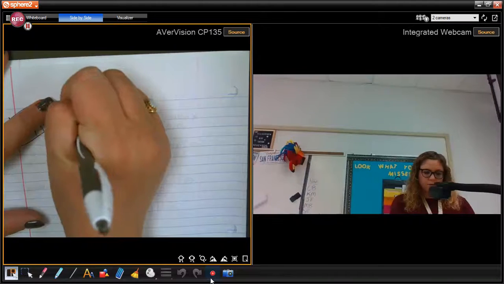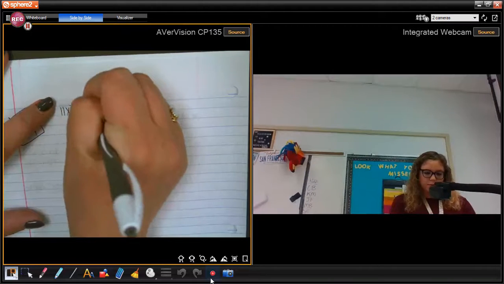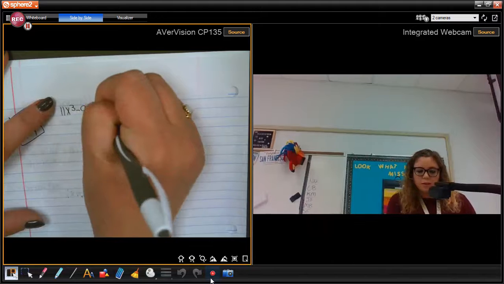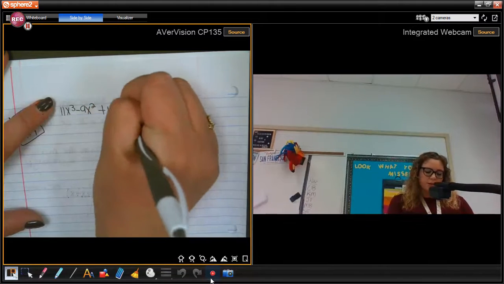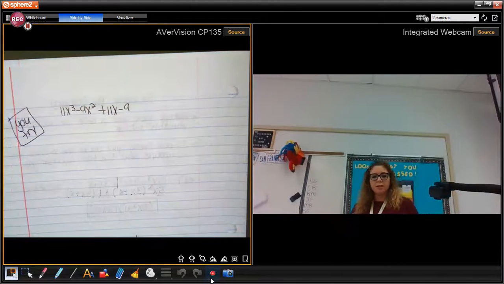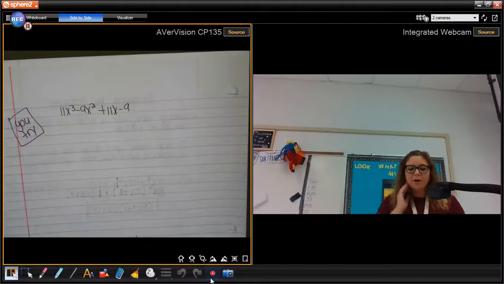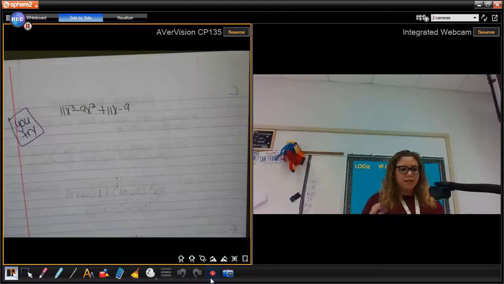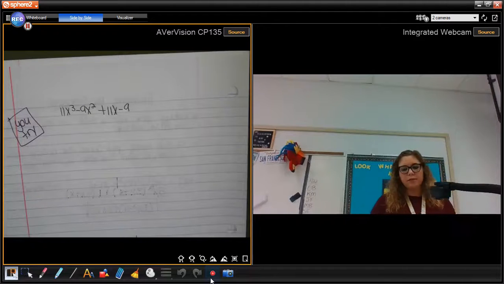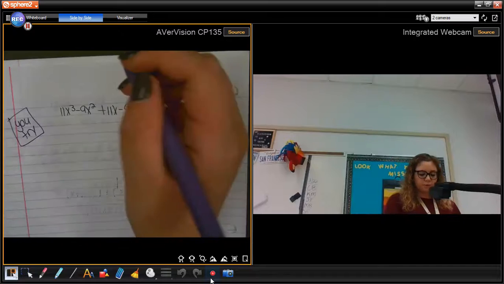11x cubed minus 9x squared plus 11x minus 9. So pause the video, do this, and then come back for the solution. Okay, welcome back. Okay, do I have a GCF? No. Is it in the form? No. The only thing left for me to do is do it by grouping.